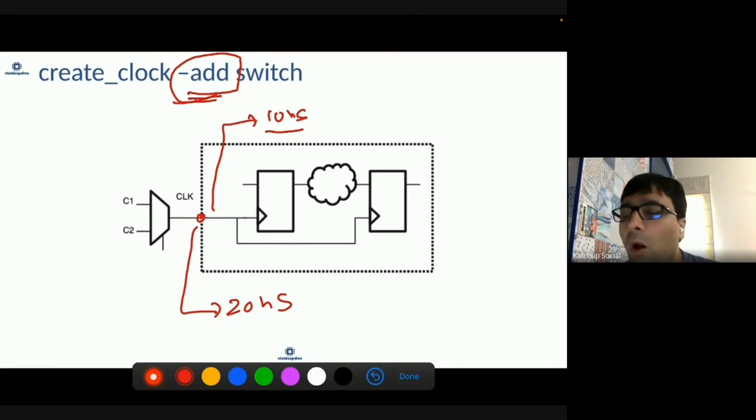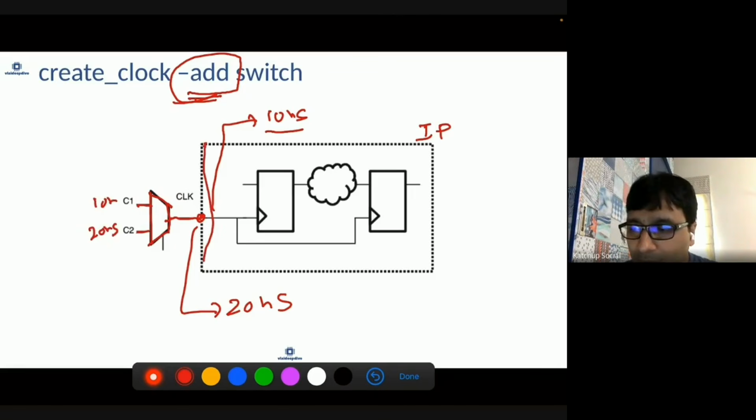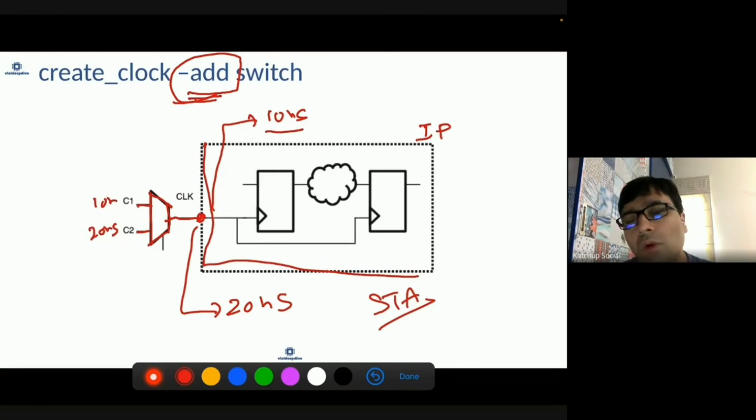From a design point of view, how this can happen is, let's say you have this IP, and the IP is driven from a clock mux, and this clock mux actually is getting two clocks, one with 10 nanosecond, one with 20 nanosecond. In order to represent that when you're doing STA for the IP, you would need to define two clocks so that your timing is done with both the clocks. And this is where the -add switch comes to your rescue.